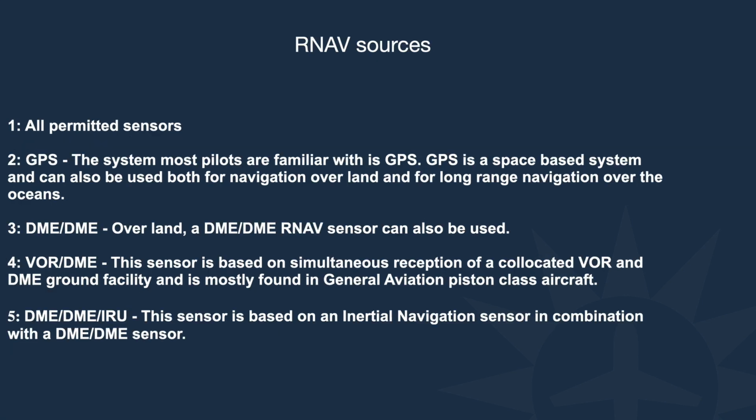Like I said, the RNAV sources, this is just a list of them. I'm not going to really talk about them too much here, but the 1 is all permitted sensors. So that means you've got everything feeding into that capability. Most commonly for general aviation aircraft, the GPS or the 2 code is going to be what you're going to see. So this is just to show you what the numbers mean for the different codes after the letters.